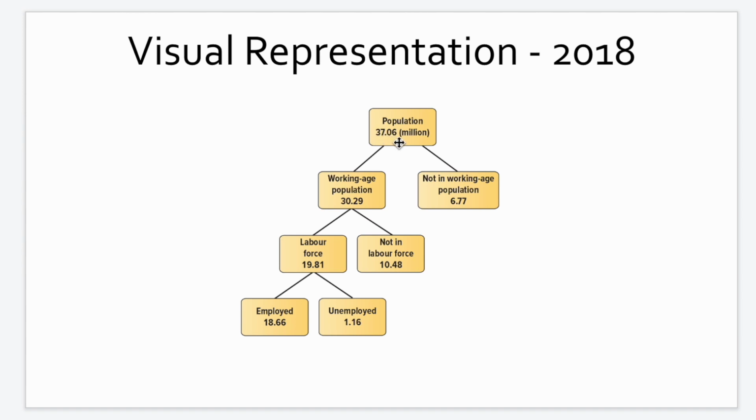The population was 37 million in 2018, 30 million of which was working age, about 7 million of which were not working age. Of the working age population, so many were in the labor force and so many were not in the labor force. So 19.81 were in the labor force, 10.48 were not in the labor force. Of the labor force, people actively in work or looking for work, there were 18.66 employed and 1.16 unemployed.